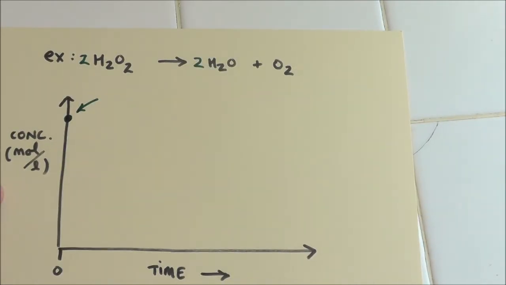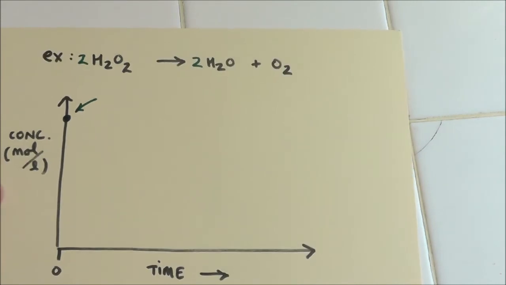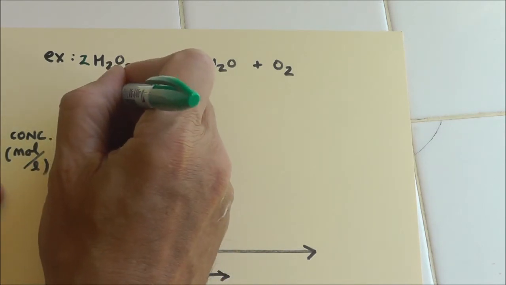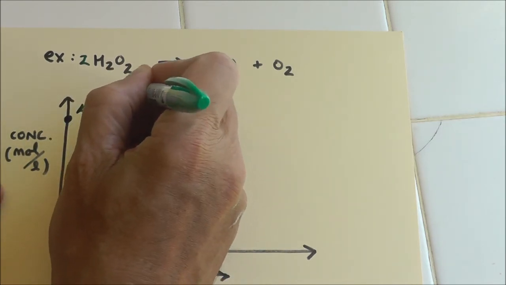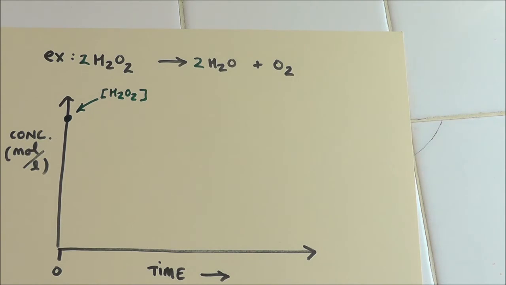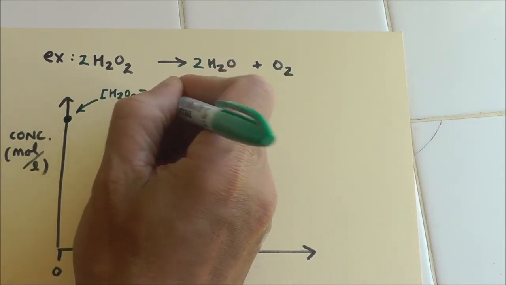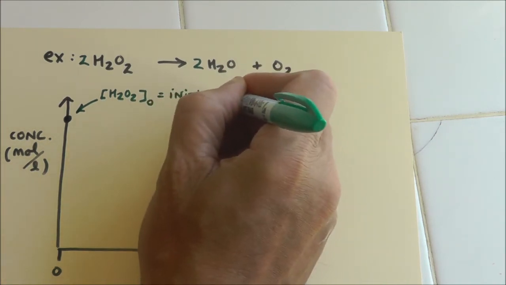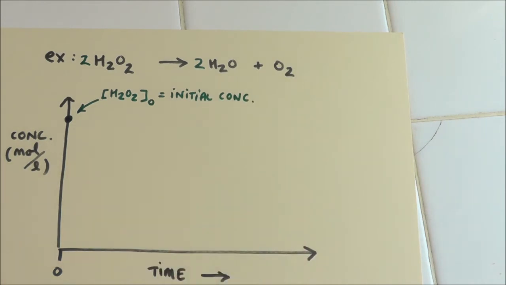Here are some things to save you time. The way we talk about concentration, if we say it's in molarity, we make brackets. [H2O2] in brackets means moles per liter. And if it is the initial concentration, that's the concentration at time 0. Let's even write that out: initial concentration, so [H2O2] in brackets with a little subscript 0.